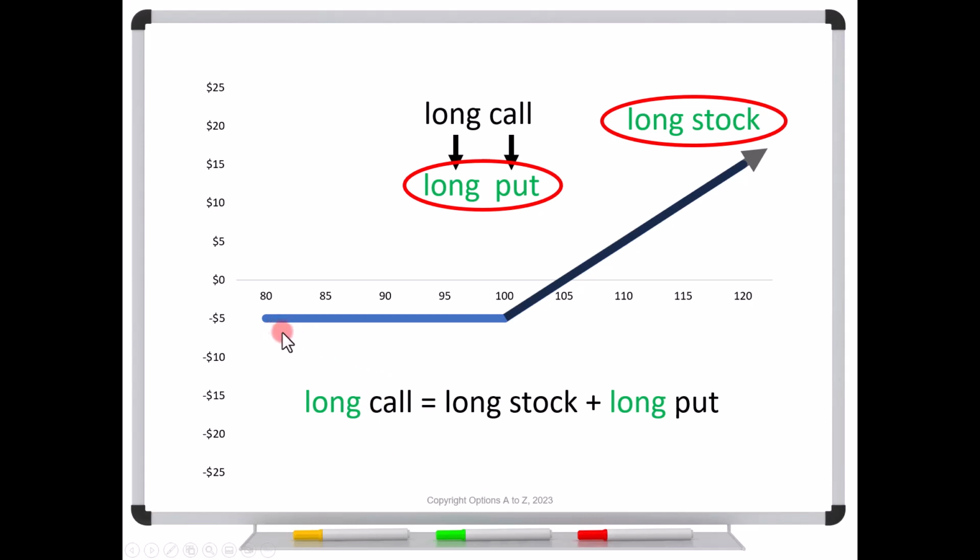So if we graph the long call, it looks like this little hockey stick. And if we were to graph the combination of long stock and long put, it would produce exactly the same graph. So that's how we know that those are synthetic equivalents. So it's really just that easy.